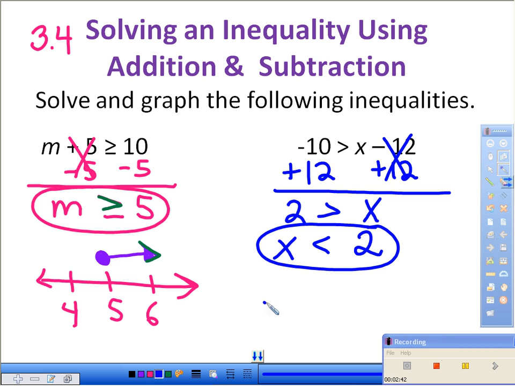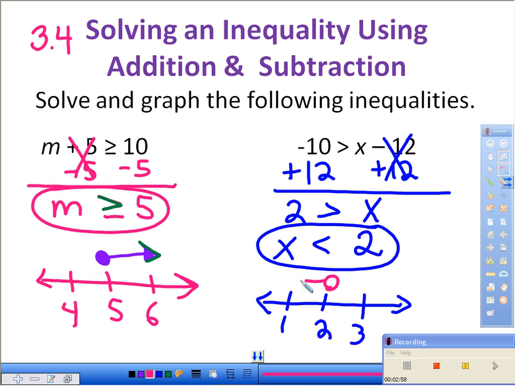So when we graph that, we make our number line. We put a 2 in the middle, one number to the left, one number to the right. This time, we are going to have an open circle because it does not include the number 2, and less than 2 are the numbers pointed to the left of 2. And again, this arrowhead and this symbol match, but only because we wrote it with the variable first.